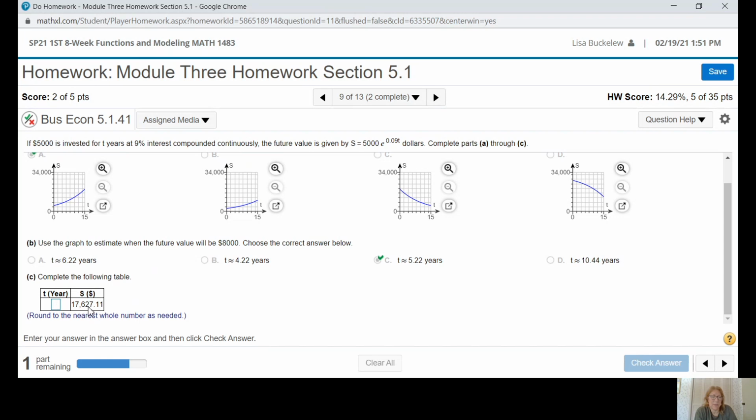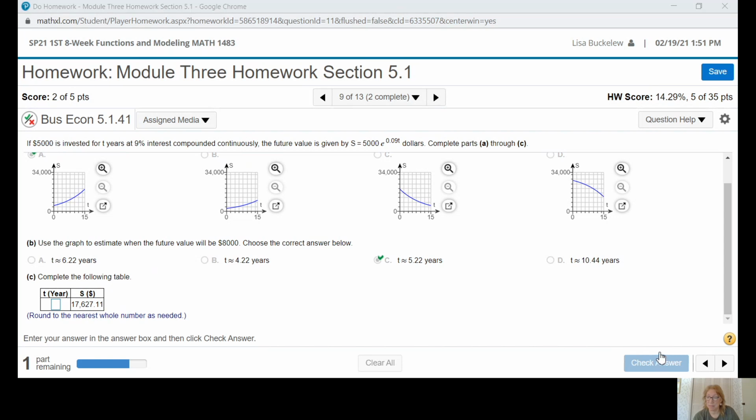So again, when they give you the dollar amount, that's the output, and they want us to find the input, we're going to do the same thing with the intersect. We'll put in this number, 17,627.11, in for Y2 and run the intersect feature. I tell you what they are doing here. Since we're talking about the table, maybe I'll show you the table to see if that's something that might be a little faster.